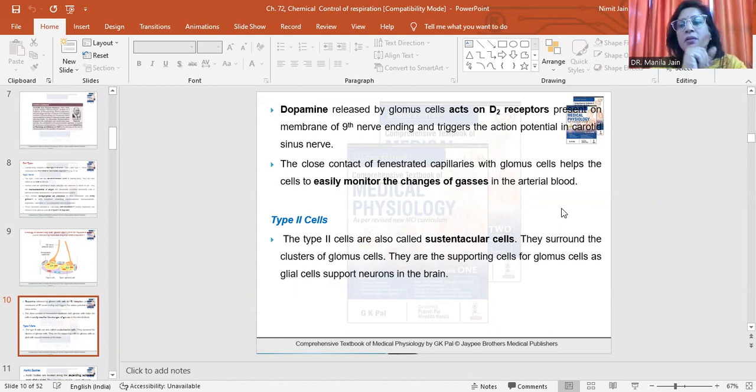So which neurotransmitter? Dopamine. And which receptor? D2 receptors. Where are D2 receptors present? Yes, on the ninth nerve ending, and this triggers the action potential in the carotid sinus nerve.